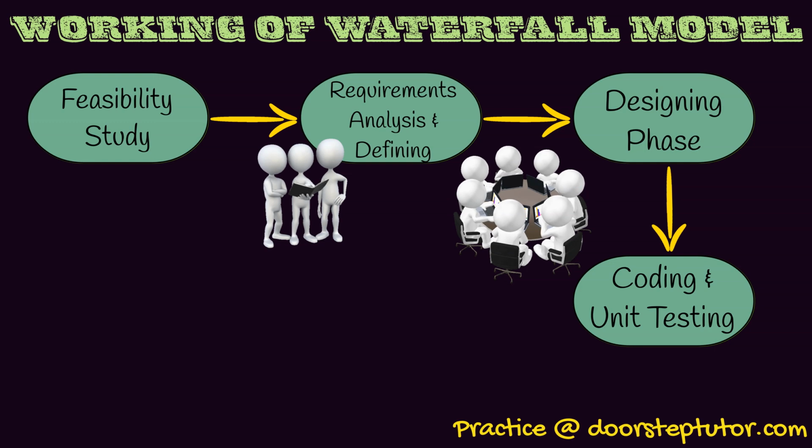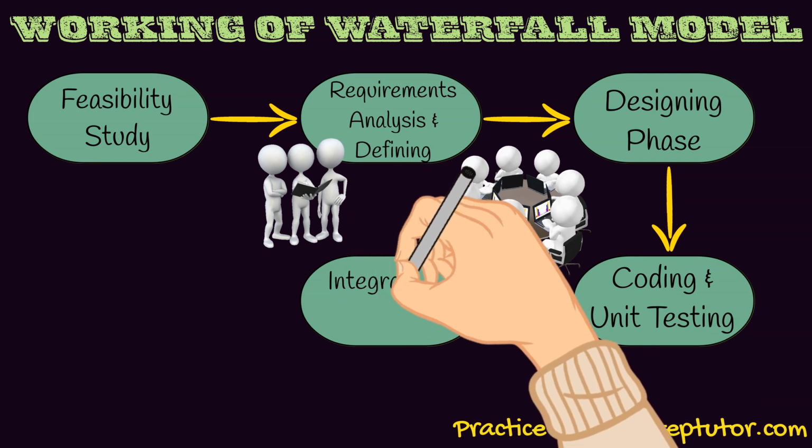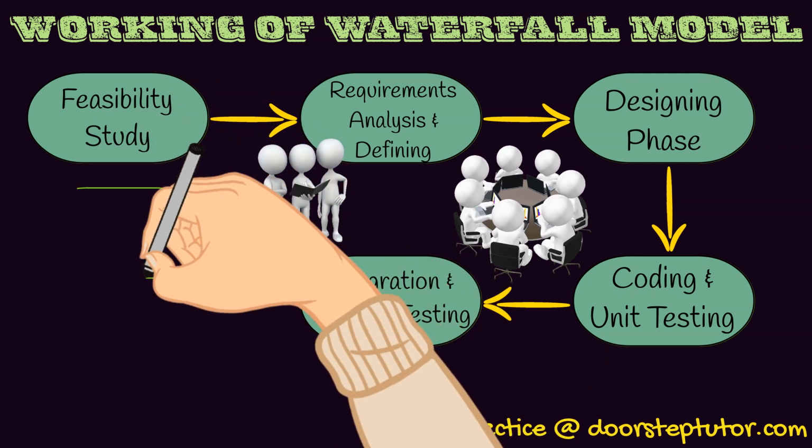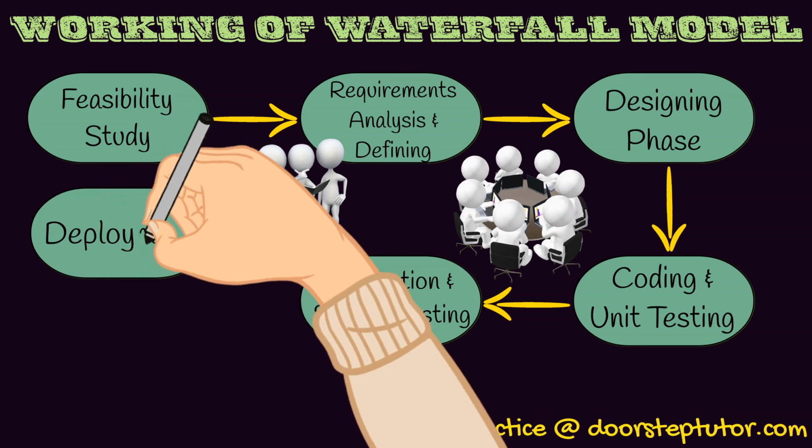Unit testing means that module by module we will test each part of the code, whether there are some bugs or errors. Then finally we will remove all the bugs and move to the next step, that is integration and system testing. Now we will combine all the modules together, we will integrate everything, and the entire system will be tested. And again, if there is any kind of bug, it will be removed. Then further we will move to the next phase, that is deployment.